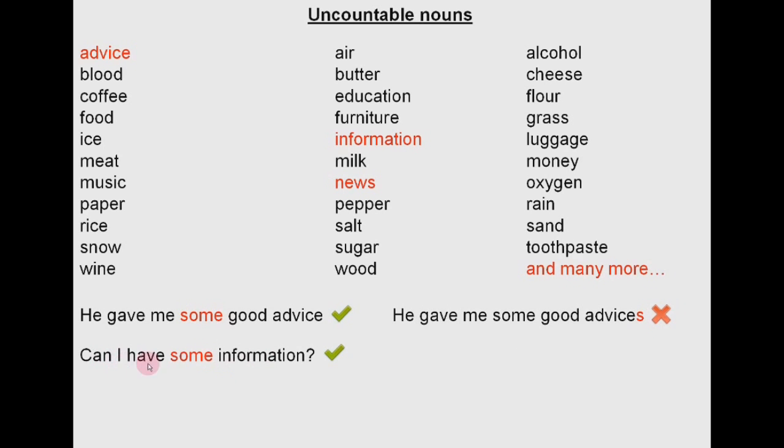Also, we say, "Can I have some information?" We do not say, "Can I have an information?" We do not use the word a or an with uncountable nouns.